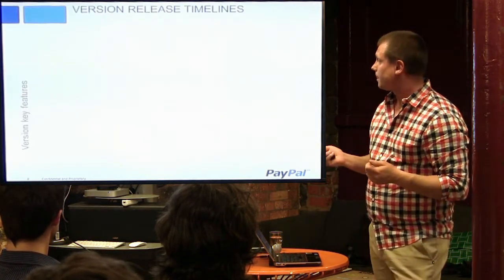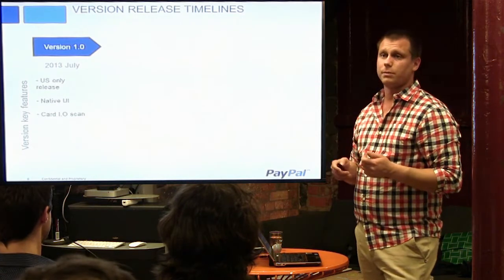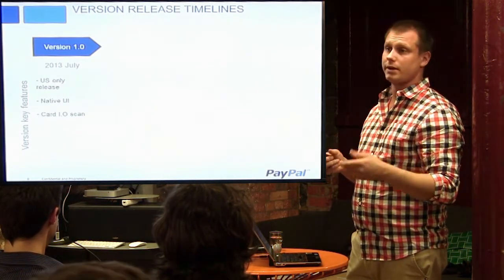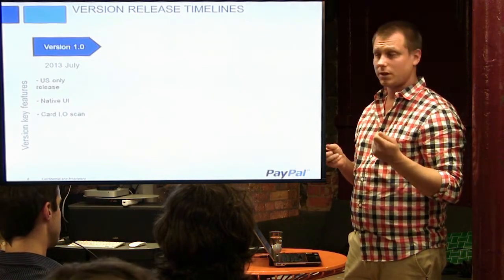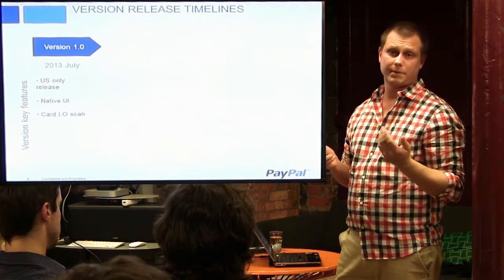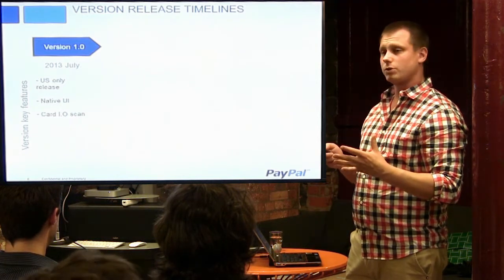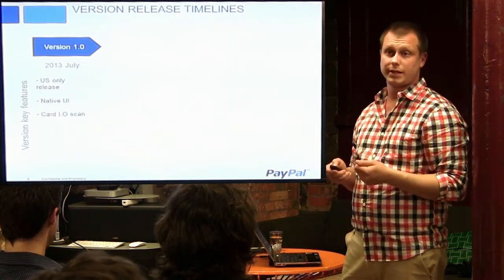So the first version was 1.0. We released in America only. It's a US only release with native API. We've got a card IO scanning in there as well. It was credit card and PayPal payments. Because it was US only, it worked quite well over there, but of course it didn't work in Australia.